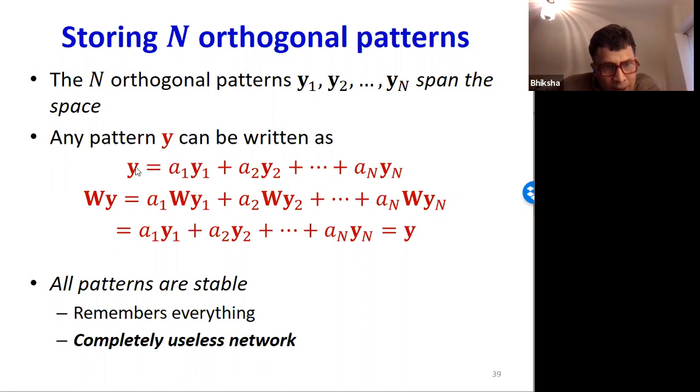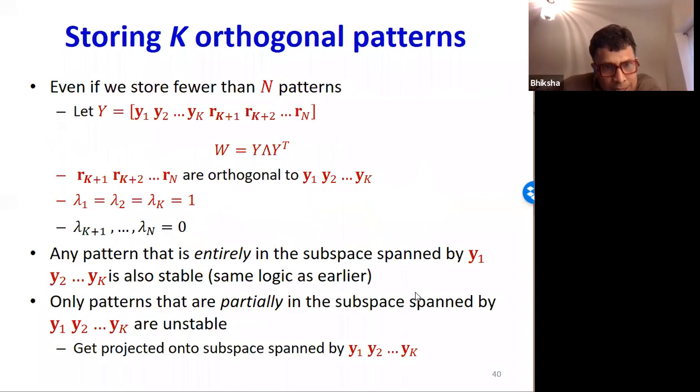When I transform y with the matrix W, that's simply like saying the result is A1 times WY1 plus A2 times WY2 and so on. And since the eigenvalues are 1, WY1 is the same as Y1, WY2 is the same as Y2. So this whole thing simply returns to y. So even though only these n patterns are the ones I was trying to store, for other patterns which can be expressed as linear combinations of these guys, any transform of those patterns is going to return the pattern. So basically all patterns are stable. This network remembers everything. It's a completely useless network.